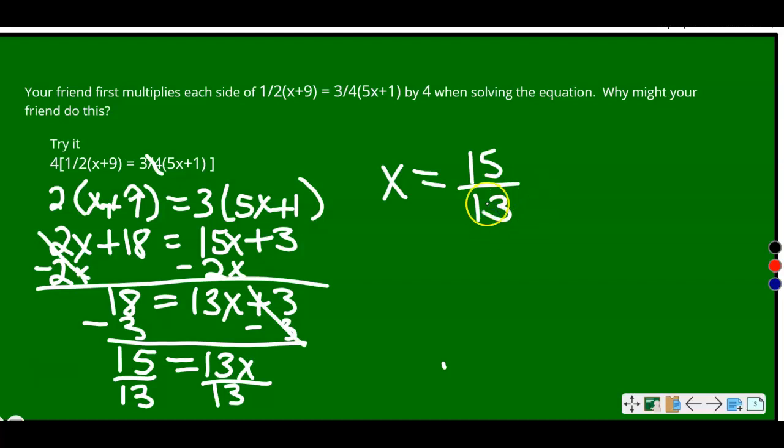Okay, so it said try it yourself. What I want you to do is take time to plug this in to the original equation here and see if you get the left side equal to the right side. And if so, that means you did it correctly and you can move on.